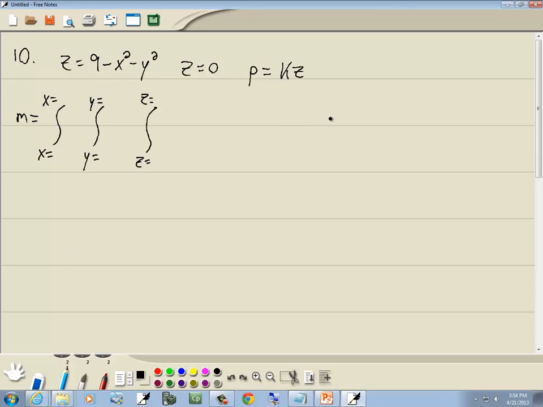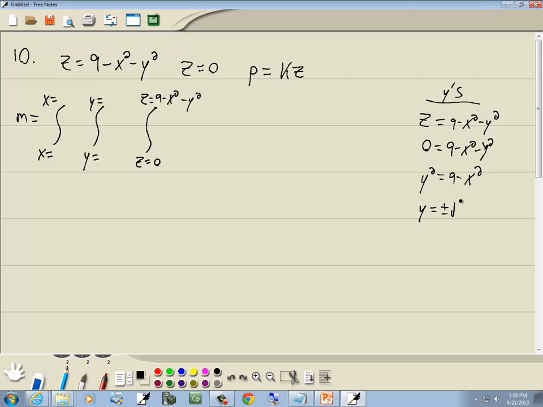Okay. Now for our z's. It starts at z equals 0, tells you that, and then goes to z equals 9 minus x squared minus y squared. Now remember to find our y's, we start with that equation: z equals 9 minus x squared minus y squared. If I'm working on this integral, this one's gone, so z is equal to 0. 9 minus x squared minus y squared. Take that over, and we get y squared equals 9 minus x squared. Drop the squared, put a plus or minus square root around the other side, and we get that.